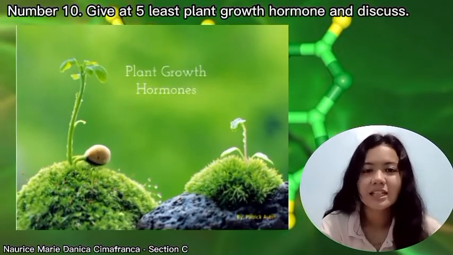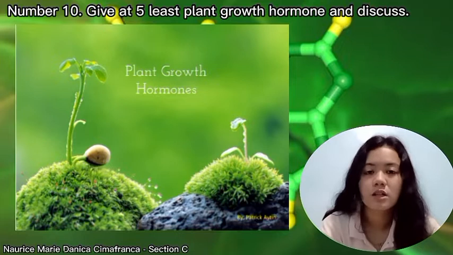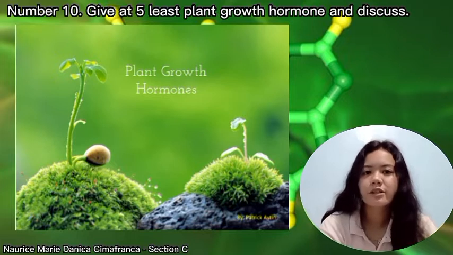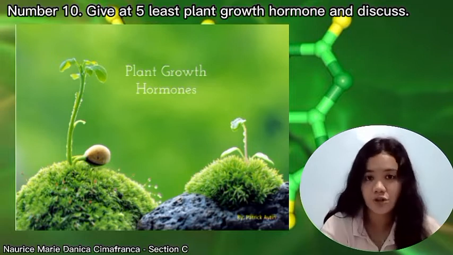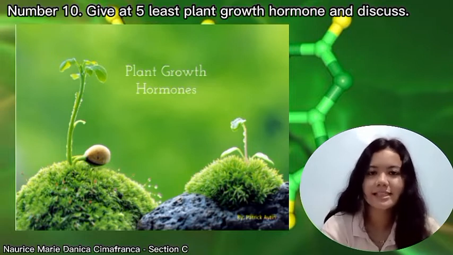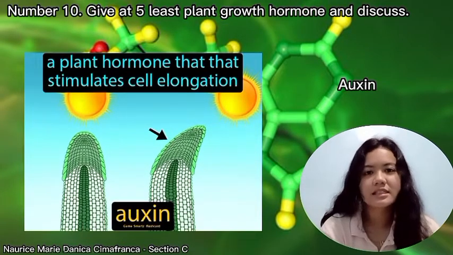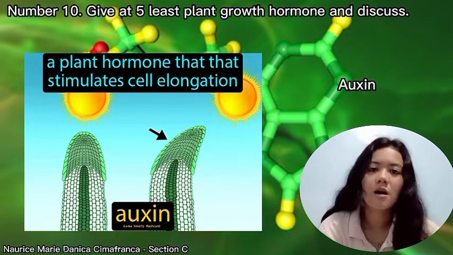Number 10. Give at least 5 plant growth hormones and discuss. So hormones are produced naturally by plants, while plant growth regulators are applied to plants by humans. There are 5 groups of plant growth regulating compounds, and each group contains both naturally occurring hormones and synthetic substances in plants. Auxin is an active ingredient in most rooting compounds in which cuttings are dipped during vegetative propagation.